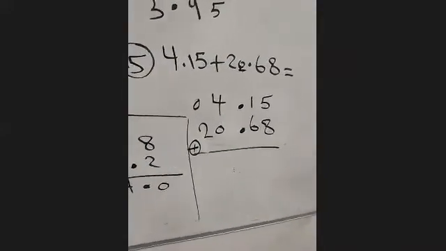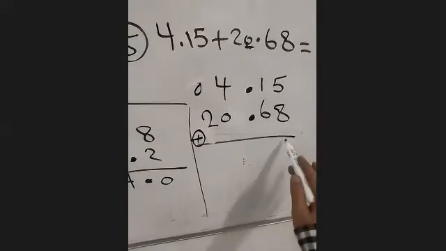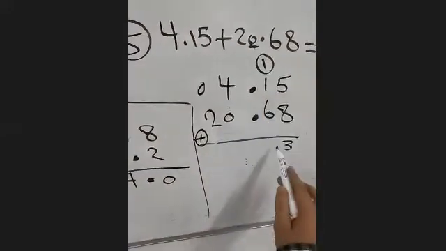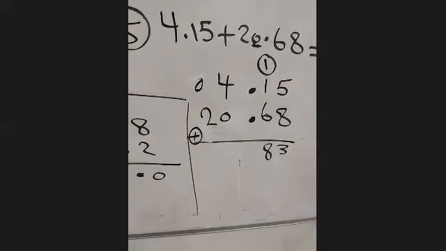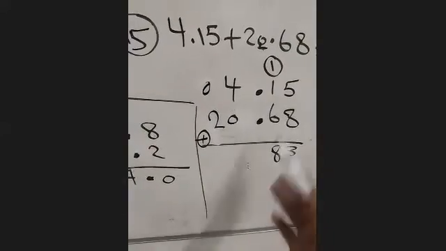5 plus 8 equals 13, 3 and up 1. 1 plus 6 equals... 4 plus 0 equals 4, 0 plus 2 equals 2.